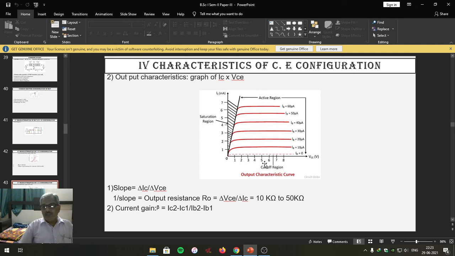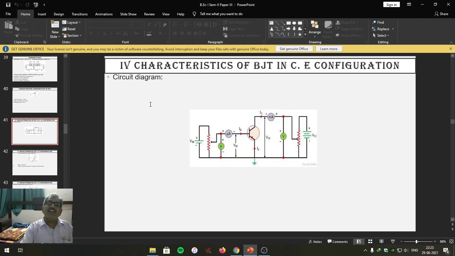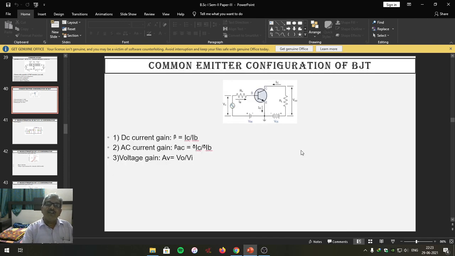Student friends, try to remember, you have to perform an experiment for the practical. You have to plot the same output characteristic curve and determine the current gain beta. That can be determined practically by plotting the graph, using the same circuit diagram which we have studied just now. This is the circuit diagram. We can use it for practical purposes also. Friends, this is how BJT can be used as an amplifier.